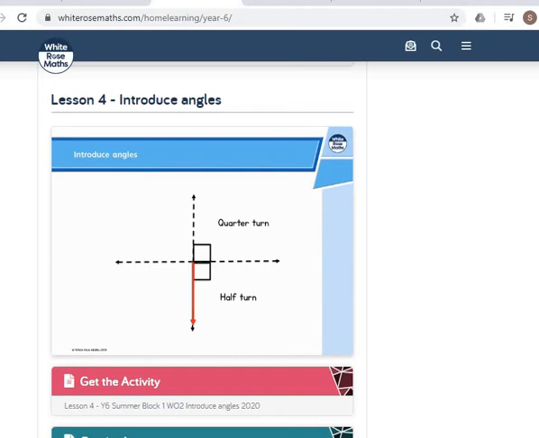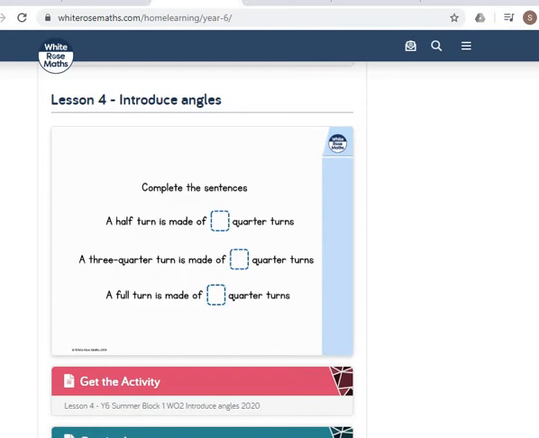Then he turned to face this direction. There's his turn. He made another quarter turn. We can call this a 3/4 turn. And finally, he turned to face this direction, back to where he started. He made a full turn, which was 4 quarter turns. Complete the sentences. A half turn is made of blank quarter turns. A 3/4 turn is made of blank quarter turns. A full turn is made of blank quarter turns. Have a go.